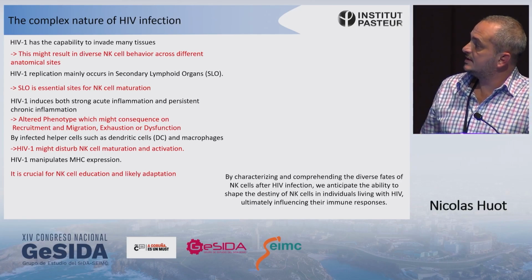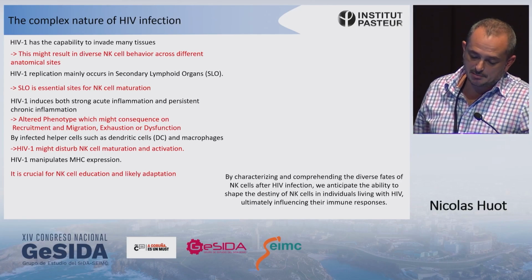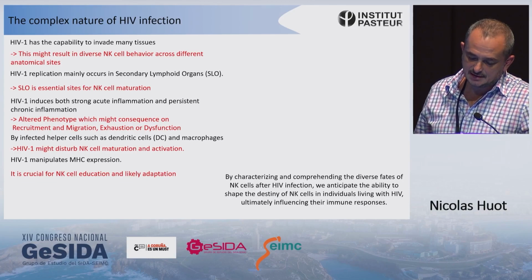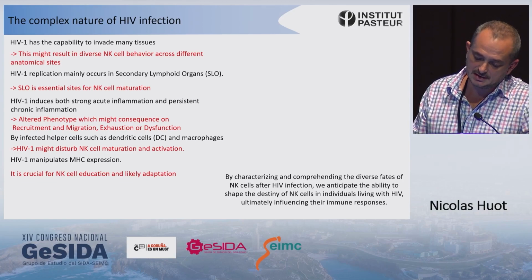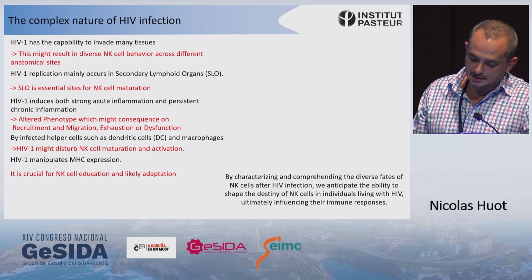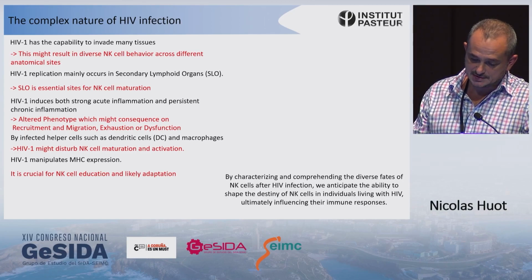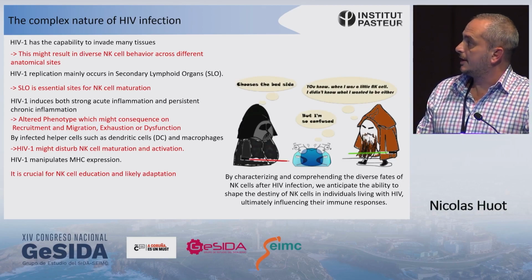So we think in the lab that by characterizing and comprehending the diverse fate of NK cells after HIV infection, we can anticipate the ability to shape the destiny of NK cells in individuals living with HIV, ultimately influencing their immune responses.